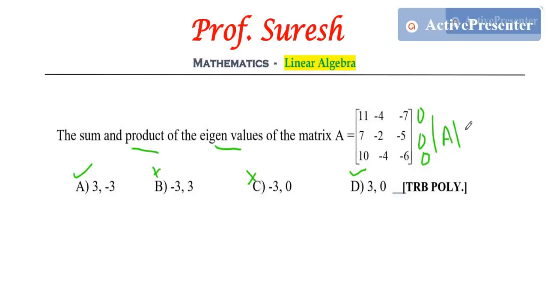So 0 is one of the eigenvalues, which means the determinant of A equals the product of the eigenvalues. So 0 into something is 0. So the product of the eigenvalues is 0. So here minus 3, this is eliminated. So only this is correct.